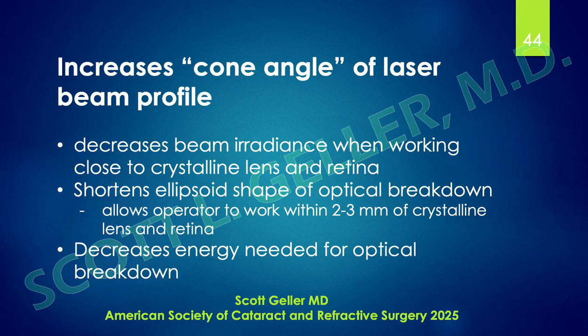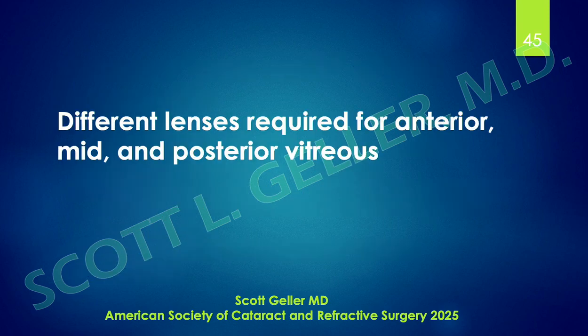What a contact glass does is increase the cone angle of the laser beam profile, and this decreases the beam irradiance when working close to the crystalline lens and the retina, of course. It also shortens the ellipsoid shape of the optical breakdown, allowing you to work within 2 to 3 millimeters of the crystalline lens or the retina. It also decreases the energy needed for optical breakdown. Different lenses are required for the anterior, mid, and posterior vitreous, and I'll explain why in a second.